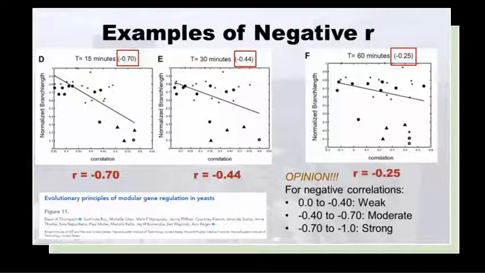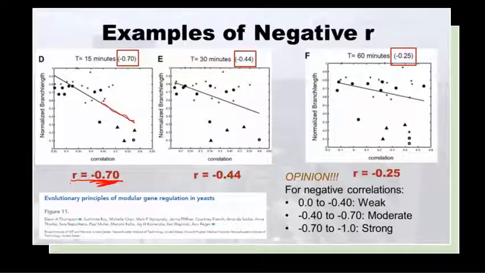Let's look at these negative examples. All right, so in this one, they calculated R to be negative 0.7, okay? And so this one would probably be considered kind of moderate to strong, okay? Because the dots are somewhat close to the line, but not really. So anyway, that's what this would look like, okay?